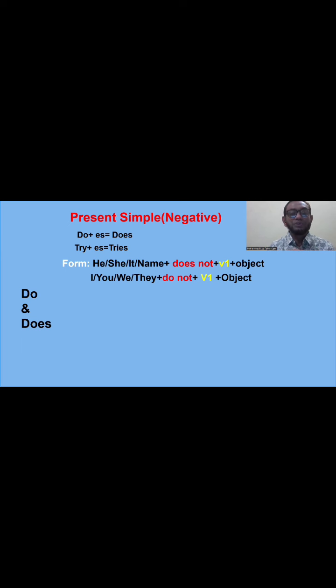The only difference between the two, that means doesn't and don't: if the subject is he, she, it, name, doesn't will be used, and I, you, we, they take don't, not doesn't. And verb one, object, all other parts will be used as usual. Now, Mina doesn't talk with her friends. That is the example. Mina is the third person singular number. That is a name, and after Mina, doesn't should be used. They don't talk with their friends.